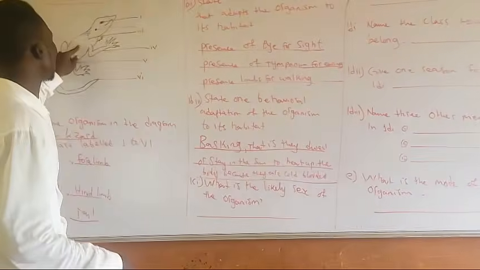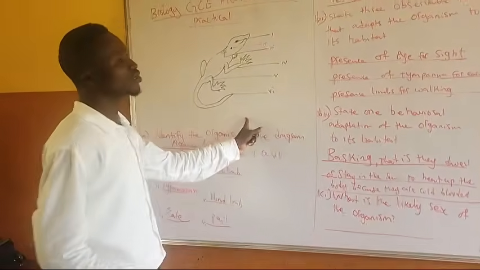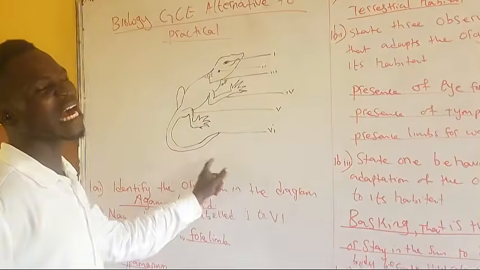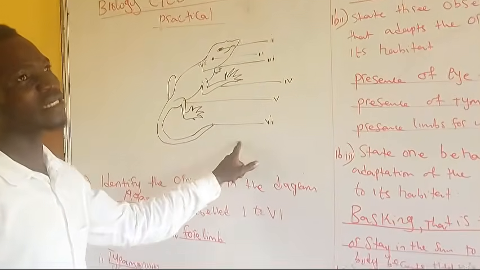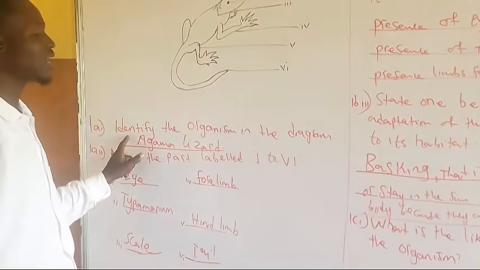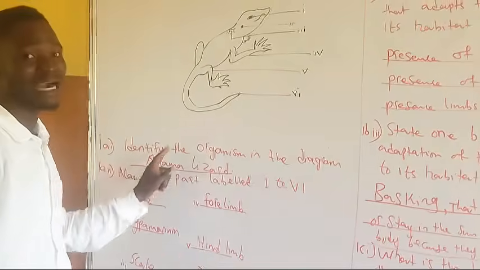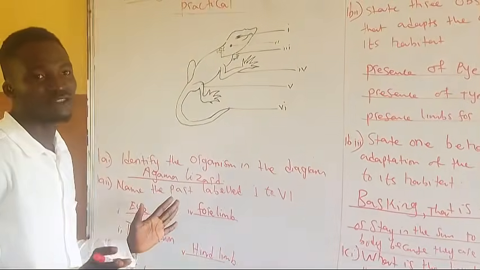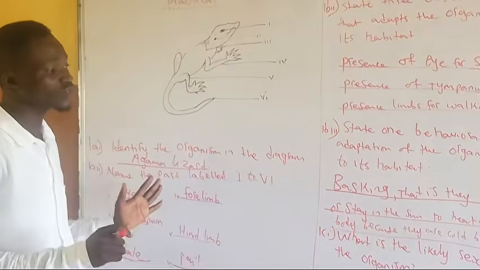Now, what is the likely sex of the organism? In this diagram, they never tell us or write it below. Maybe it is a male agama lizard or female agama lizard. And that's the reason the way we put our answer in number one, just agama lizard. You don't need to put maybe a male or female. That is just the only thing you were asked.